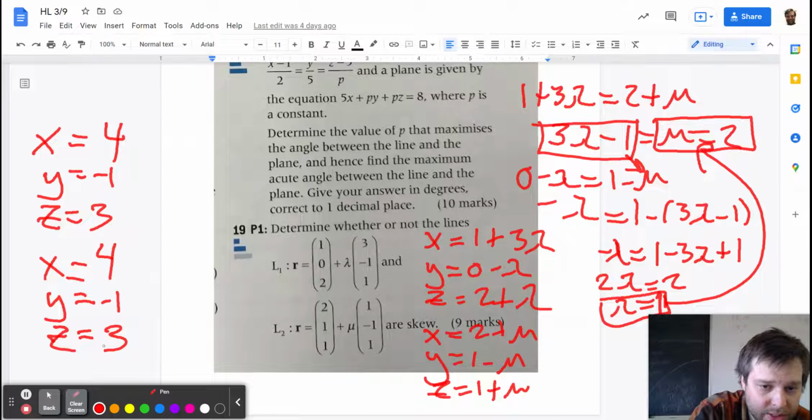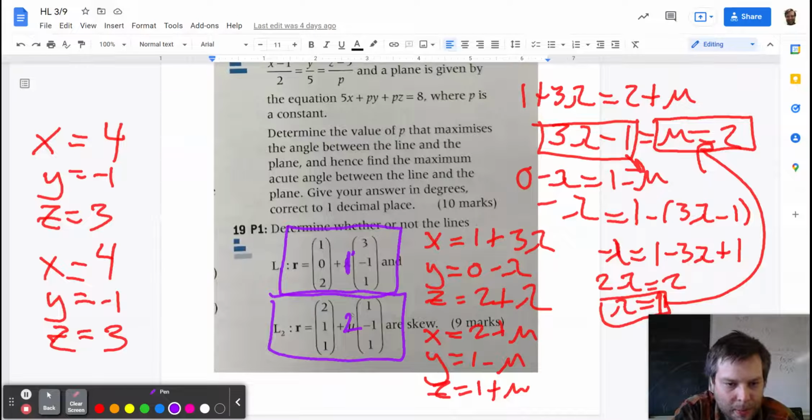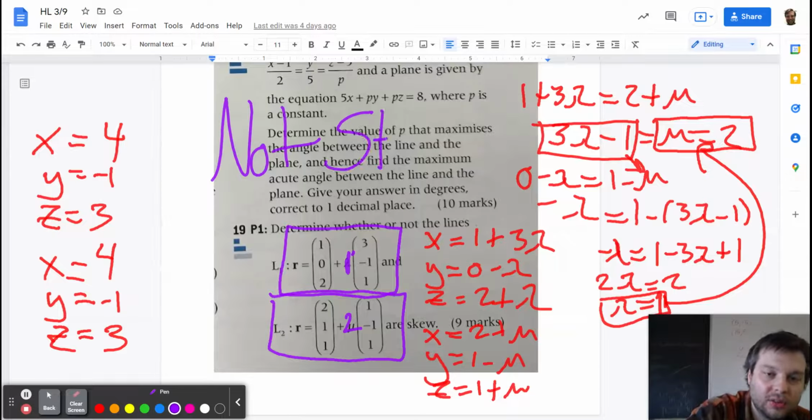A good way to double check that work is to actually go back and look at your two equations and see if you can determine that they actually cross through that point. And it really does work. If you set lambda equal to 1, like we solved, you can see 1 plus 3, 0 minus 1, 2 plus 1. And if you go down to L2 and you set mu equal to 2, you can see that 2 plus 2 makes 4, 1 minus 2 makes negative 1, and 1 plus 2 makes 3. So we know that they intersect, so they are not skew.